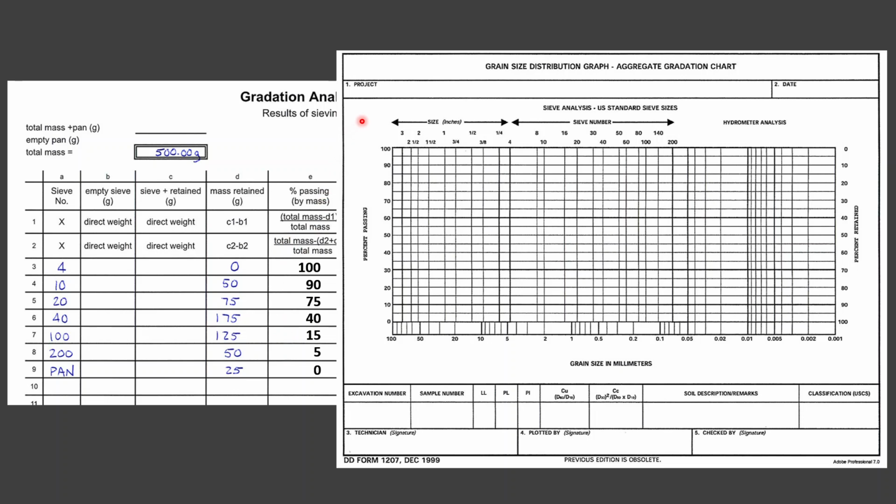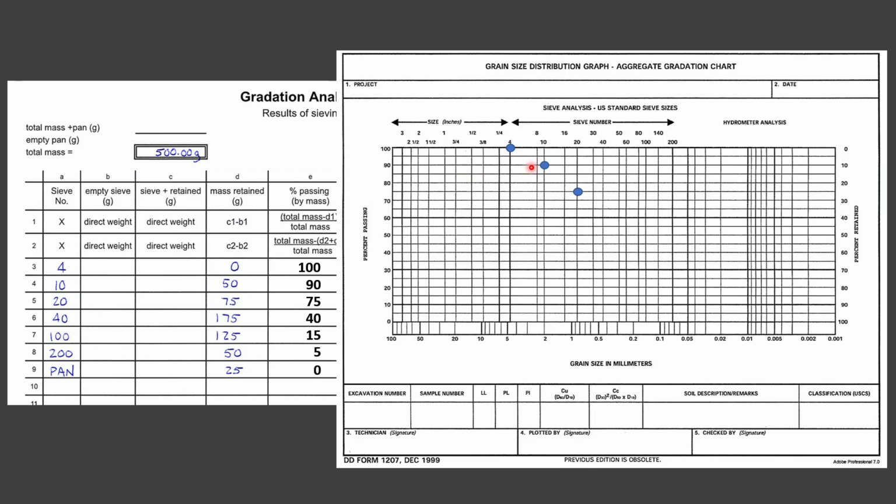So what we want to do is take the sieve number, number 4, and the percent passing, 100, and plot that point on our chart. So here's our number 4 sieve line, this vertical line, and here's our percent passing, so 100 comes over here, and we're going to put a data point right there. We're going to do that for all of our available data points. So 90% passing the number 10 sieve.